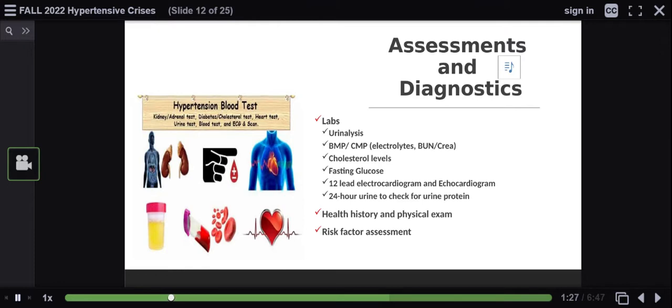Next thing here, we have the fasting glucose. Again, check for any diabetes. You want to check for A1C or hemoglobin A1C. This shows your sugar for the past 3 months.